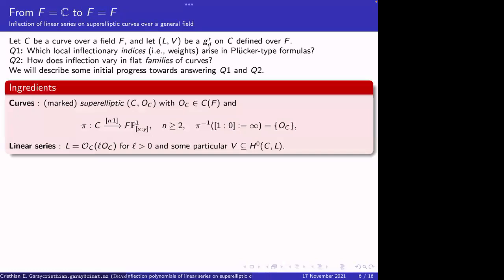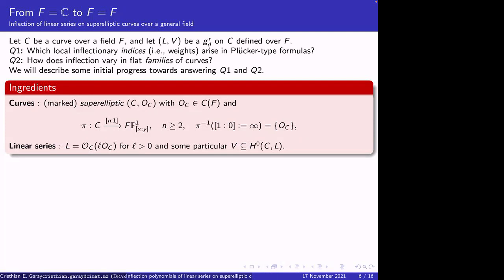And basically, I will give you here the ingredients just to guide the curve. As I said, it's a marked superelliptic curve. I will be more explicit in a minute, but now you have to be aware that it is just an algebraic curve with a marked point. The marked point is just the point at infinity, and you choose a degree of ramification, and this is a projection to the projective space. I will give more details later.